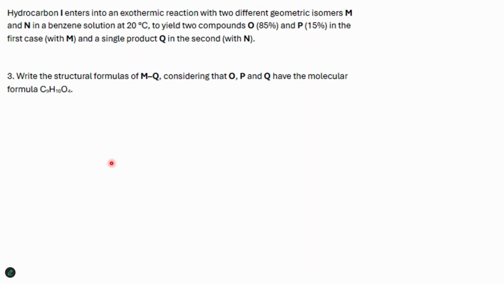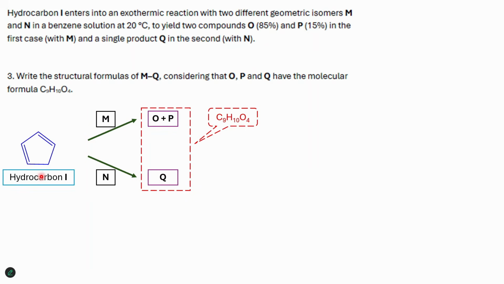First things first, again, we have a bunch of words and sentences, and we don't like them. So what we need to do first is convert them into diagram form, so that whenever we need to look up any information, we don't have to read the entire sentences again. A diagram or chart form is always easy. So we just convert it. We have hydrocarbon 1 reacting with M to give O plus P. With N, it gives Q. And all of them have the molecular formula given. And maybe we can also add 20 degrees. At this point it's not important, but we can write it here as: these reactions have been carried out at 20 degrees.